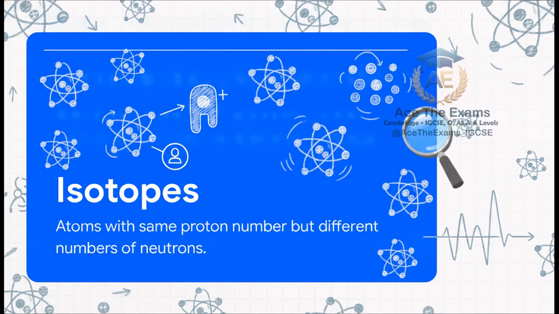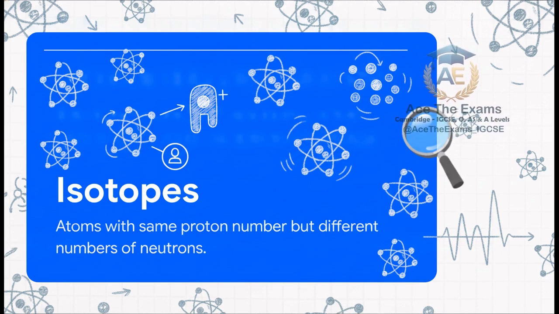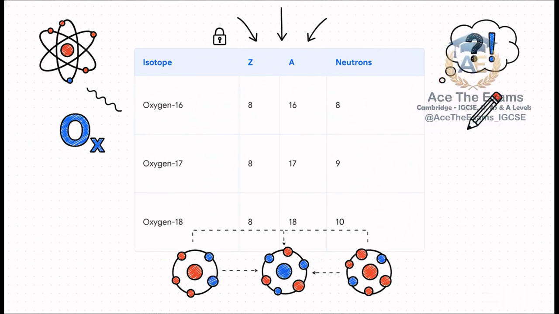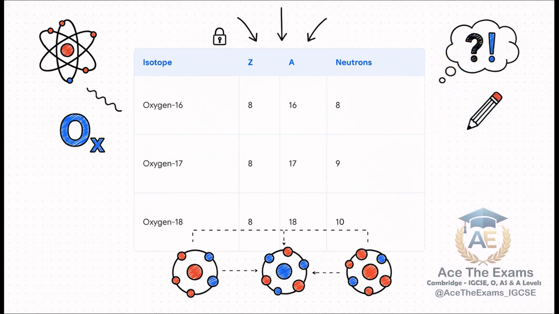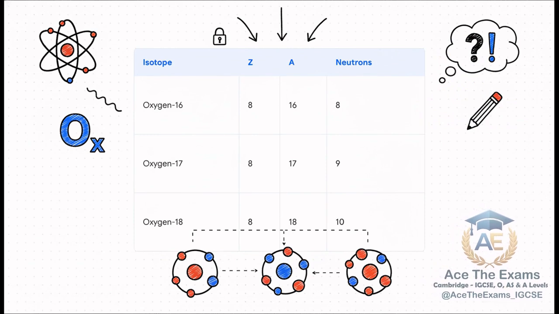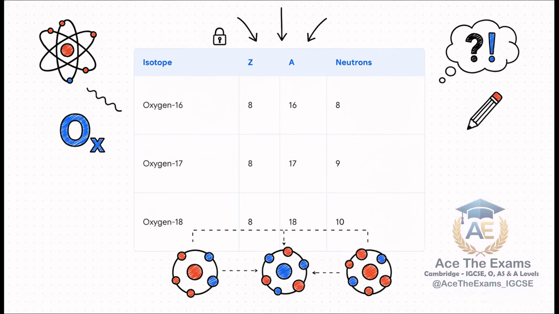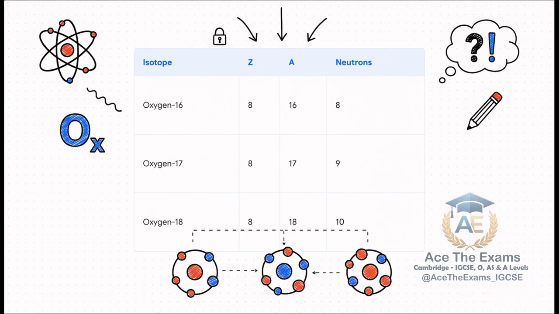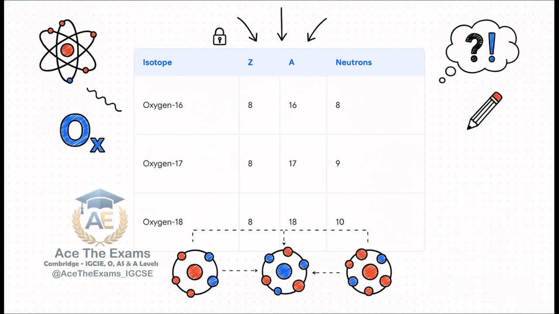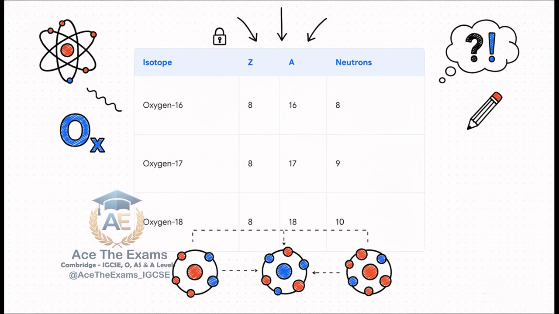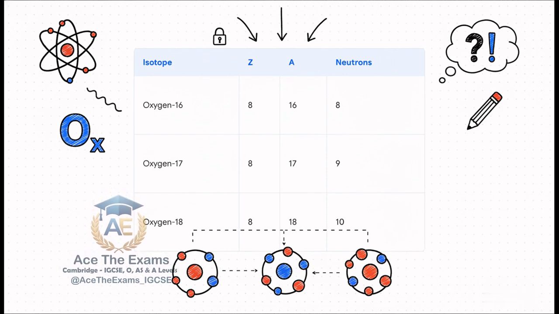But the number of neutrons, that can fluctuate, and that gives us heavier or lighter versions of the exact same element. Looking at the 3 stable isotopes of oxygen, notice what stays exactly the same. The proton number, Z, stays completely locked at 8 down the entire list. I mean, if it wasn't 8, it literally wouldn't be oxygen. But check out the nucleons. Oxygen 16 has 16, which means 8 neutrons. Oxygen 17 has 17 nucleons, giving it 9 neutrons. And oxygen 18 has 10 neutrons. So, same element, totally different mass.